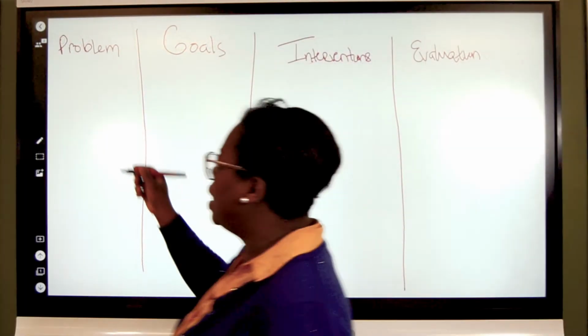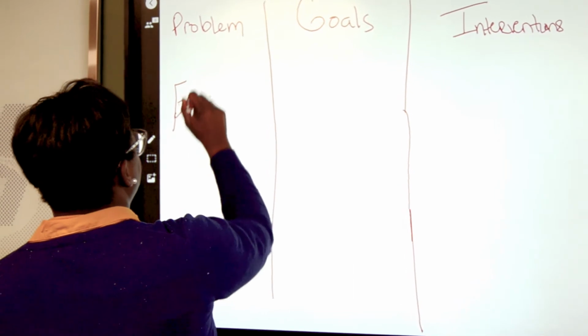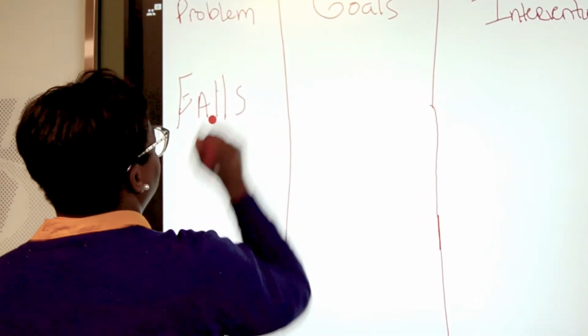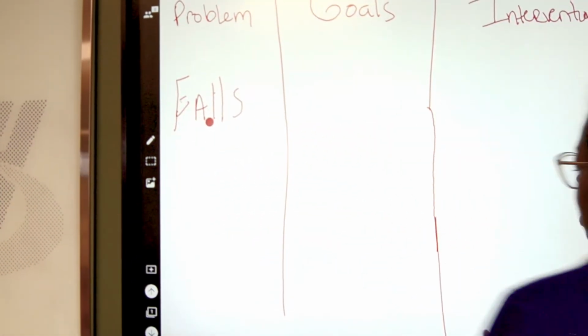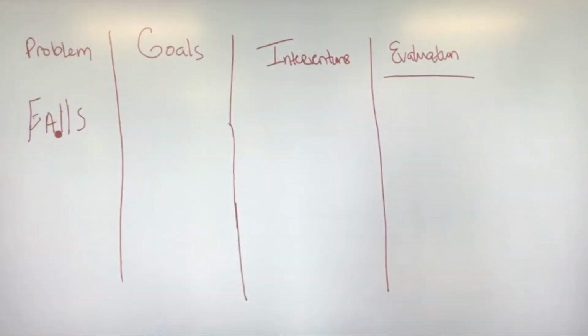So if we identify a problem, the first problem I'm going to identify is, and if I can write, that would help. They're going to say falls. This is a very common issue for patients in the long-term care setting. Lots of falls occur, and so it's something you're going to see pretty often.